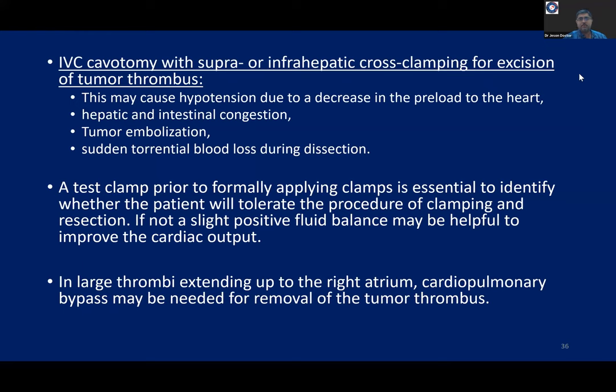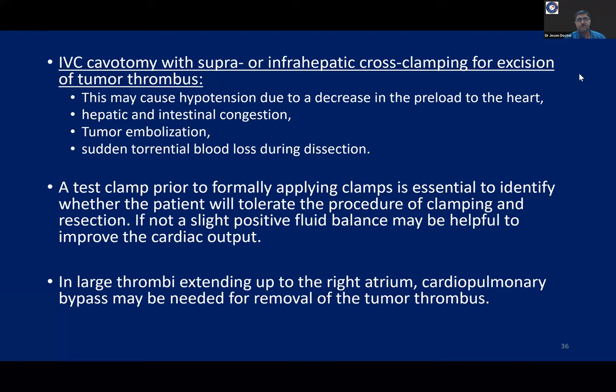When they do this, usually the collaterals are quite well developed, because this tumor thrombus occurs over a period of time. Because of gradual occlusion of the IVC, usually the collaterals develop well, like I mentioned earlier, through the epidural venous plexus. So there is some amount of collateral circulation, and it's not so much of a concern.